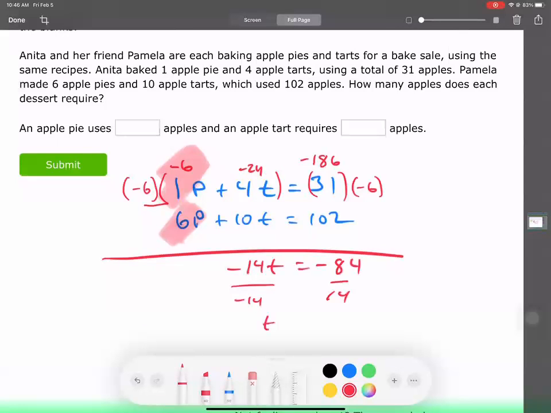And that's going to be t is equal to 6. So it takes me 6 apples to make the tarts. Okay, that is t for tarts. How many apples does it take me to make a pie?